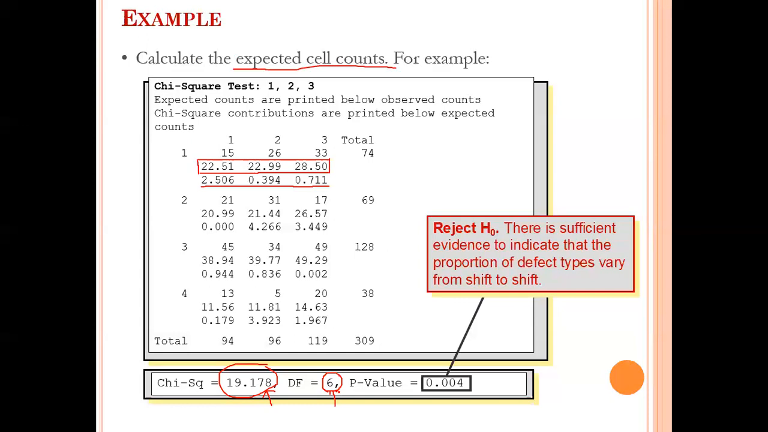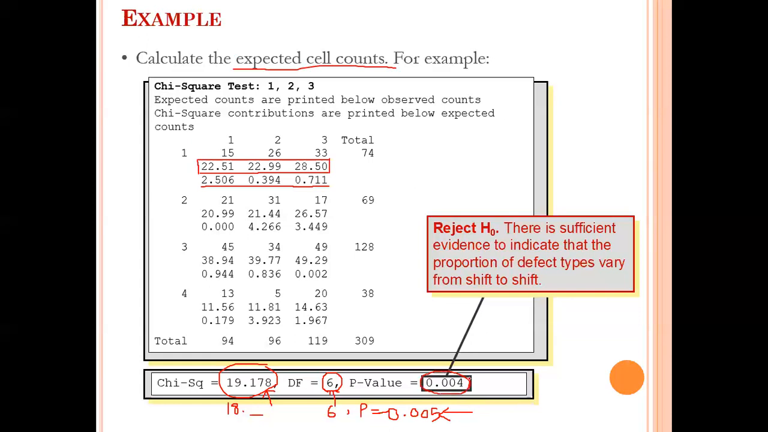Okay, for example, if you refer to the chi-square table, if the chi-square is 18 something, and the degree of freedom is 6, then the p-value is going to refer to 0.005. So if the chi-square is 19, that means greater than 18, and the degree of freedom is 6 also, you can see in the chi-square table that the p-value should be less than 0.05.